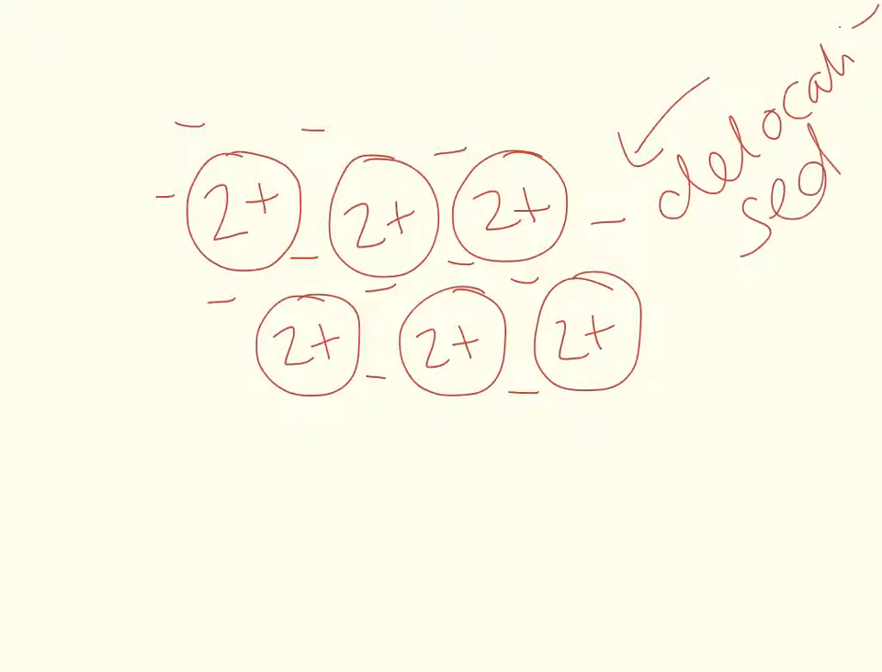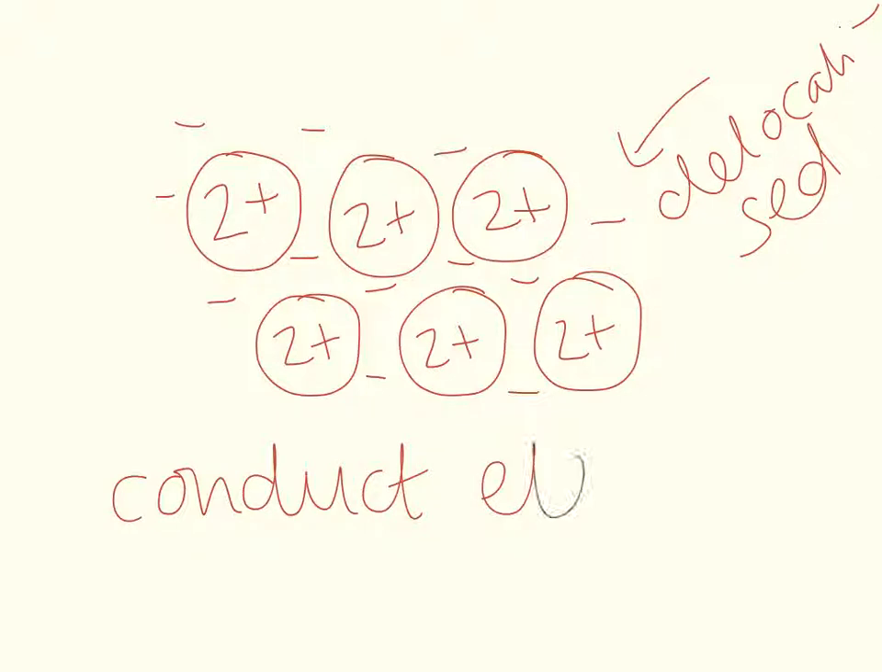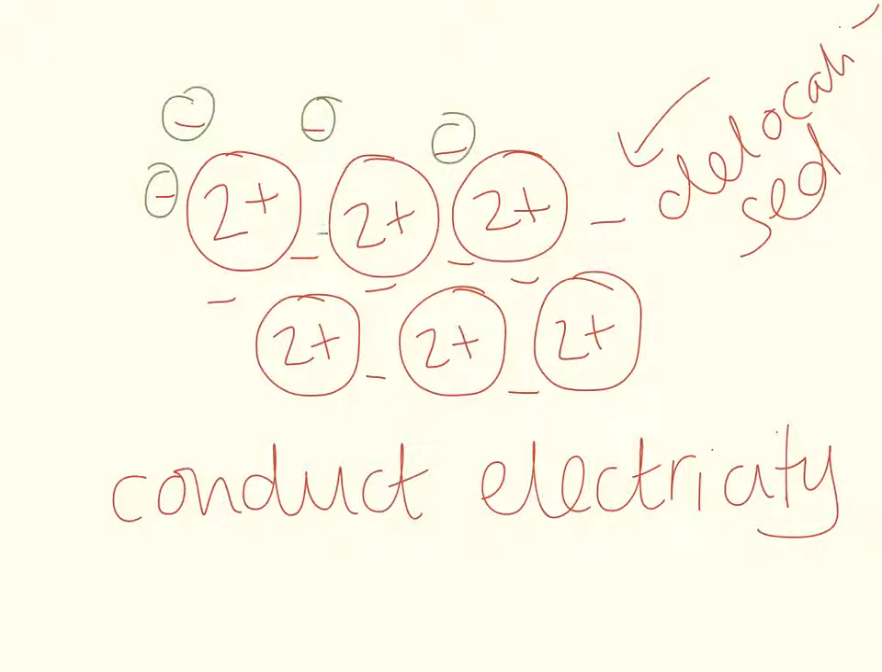Now these electrons are responsible for some of the key properties that metals have. Most importantly, it's their ability to conduct electricity. Now, electricity is a flow of charge, and with a metal, the charge that can flow are these delocalized electrons. So the reason why metals can conduct electricity is because they have free electrons that can move through the structure.